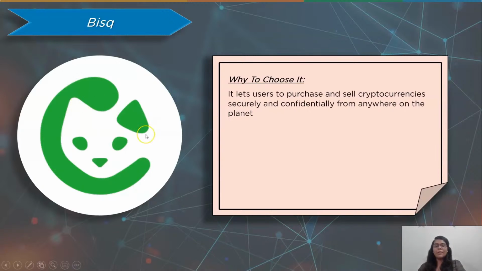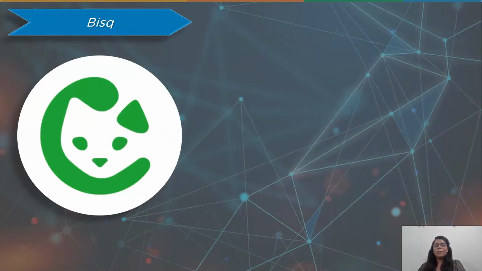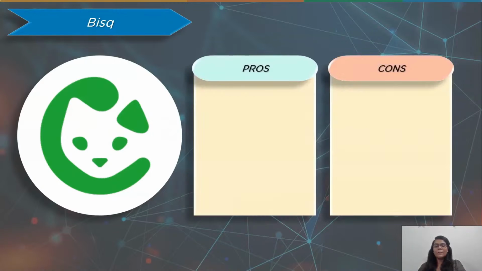Now, let's have a look at its prerequisites. BISC currently supports 100 plus cryptocurrencies for transaction, with transaction price ranging between 0.10% to 0.70%. And there is no minimal deposit or purchase required. Now, moving on to its pros and cons.